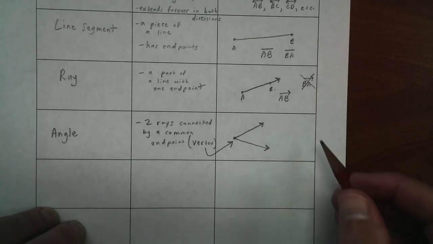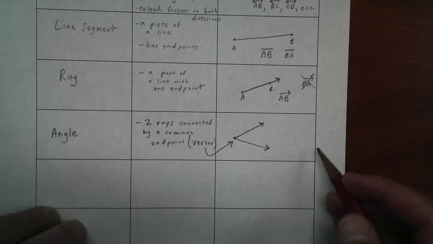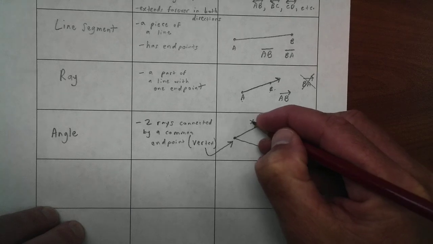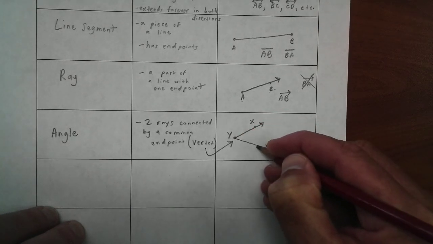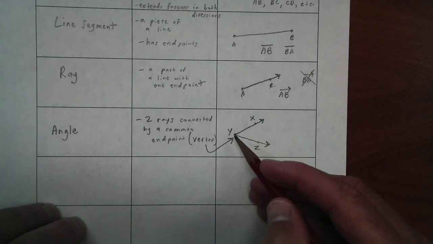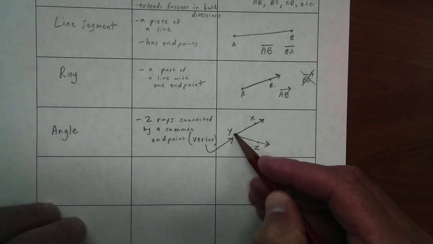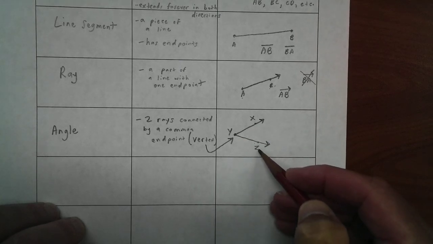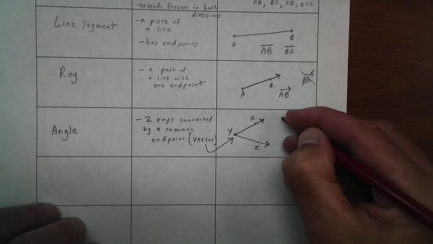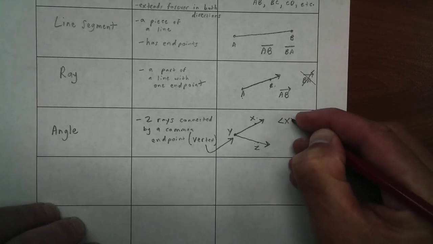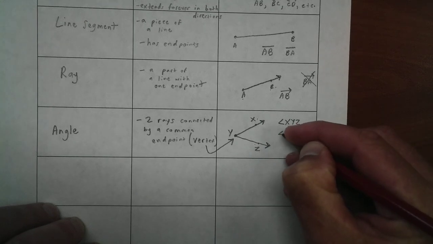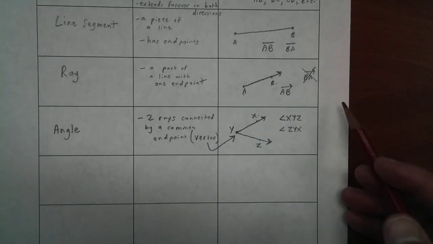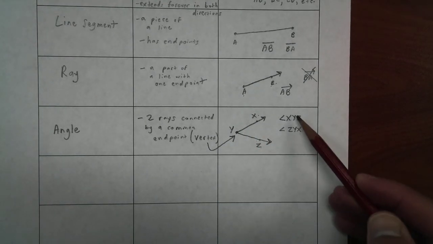So just like with these other terms, we have to name this angle. There's no letters on here. You can't name it unless you have some letters. Instead of ABC, let's do some X and Y and Z. Okay, Y is the vertex, so that has to be the middle letter. So I can name this angle XYZ, or I can name it ZYX. And you put an angle sign in front. Angle X, Y, Z, or angle Z, Y, X. It's important that the vertex is the middle letter.